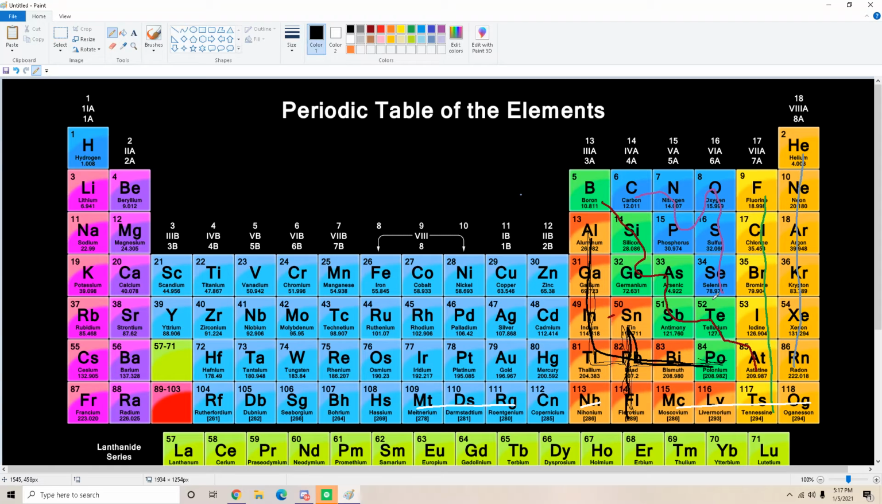Okay, the other nonmetals are the purple lines right here. They're called other nonmetals. They are not metals and they're not similar to metals. They're completely different from metals. As you can see, oxygen is not a metal. Carbon is not a metal. None of these is a metal.